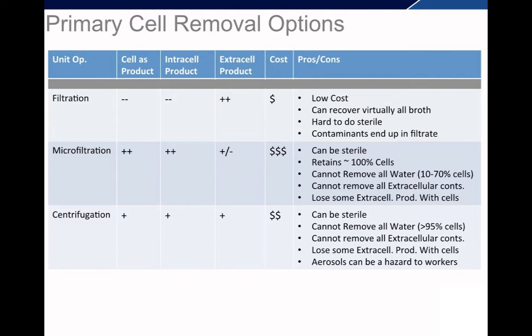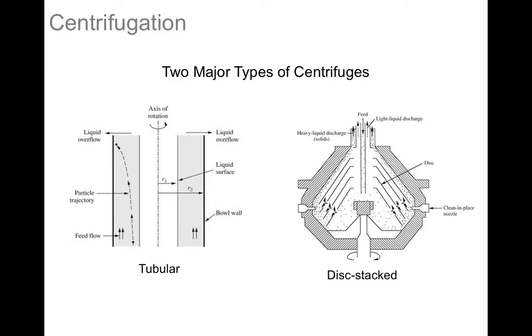We will focus primarily on centrifugation, and there are two types of centrifuges that are primarily used. And in the pharmaceutical industry, we almost exclusively would use a disc stacked centrifuge. So we'll focus mostly on this. A tubular centrifuge is what it sounds like. It's basically a tube that spins, and as the broth is pumped upward in this direction, as this is spinning, particles are sedimented against the wall.